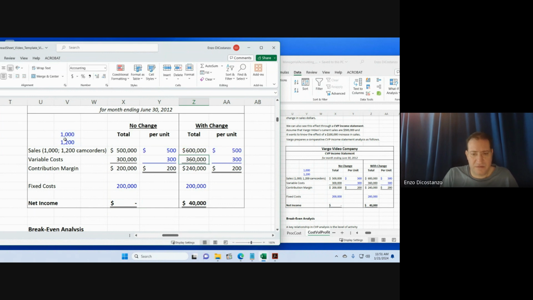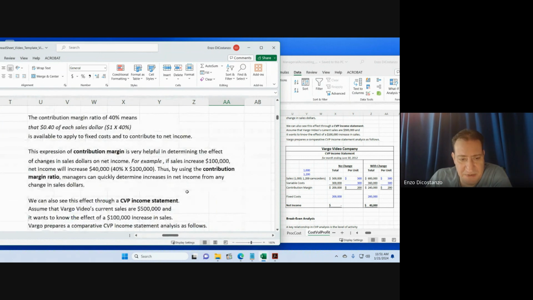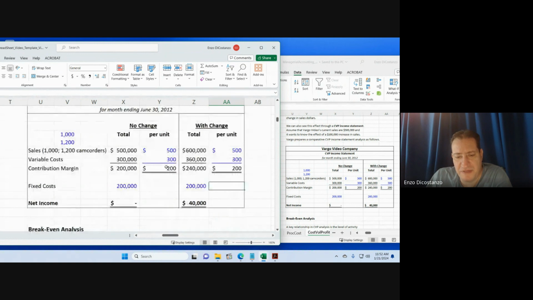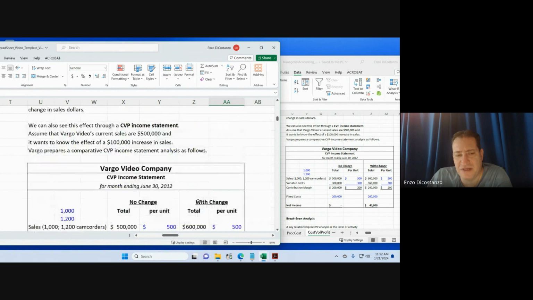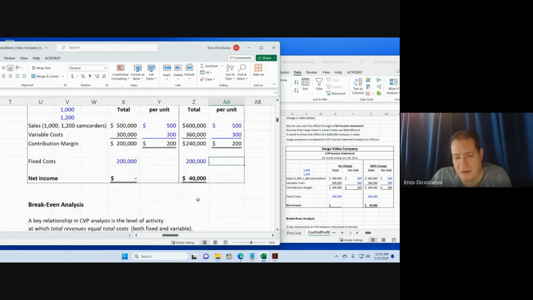So now you're at 600,000. Your per unit numbers are the same. Your fixed costs are the same, but your net income now is 40,000 more. And I think we may have said that up here someplace. If the contribution margin is 40%, for each dollar of sales, it's 40 cents more, and you're talking about $100,000 more in sales. So 100,000 times 40 cents is 40,000.